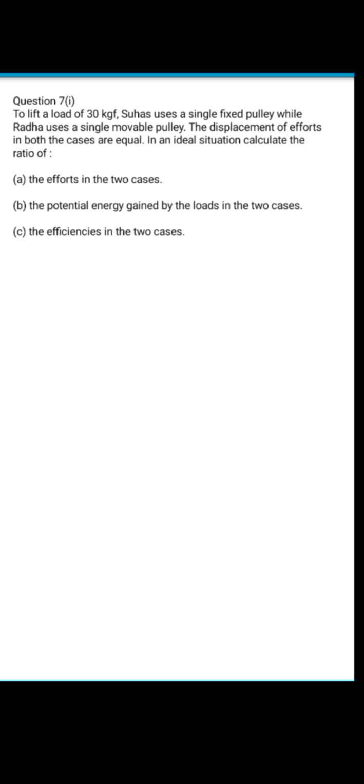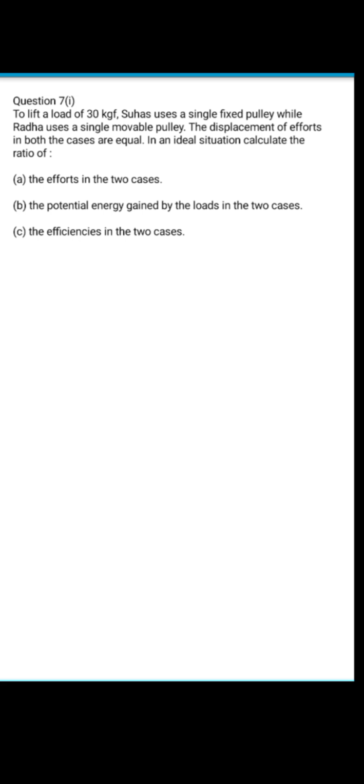To lift a load of 30 kgf, Suhas uses a single fixed pulley while Radha uses a single movable pulley. The displacement of efforts in both the cases are equal. In an ideal situation, calculate the ratio of efforts in both the cases, the potential energy gained by the load in the two cases, and you have to also find the efficiency in both the cases. So let's see the first one.